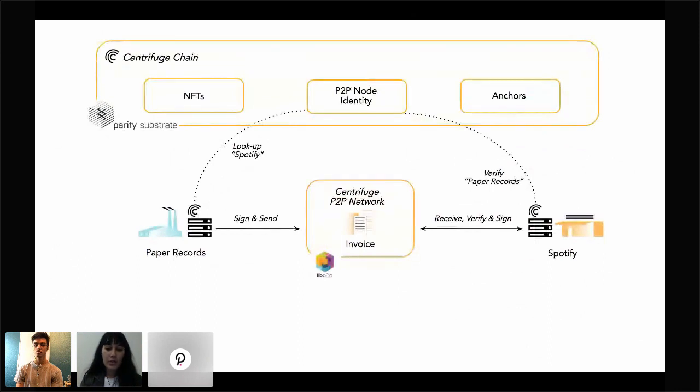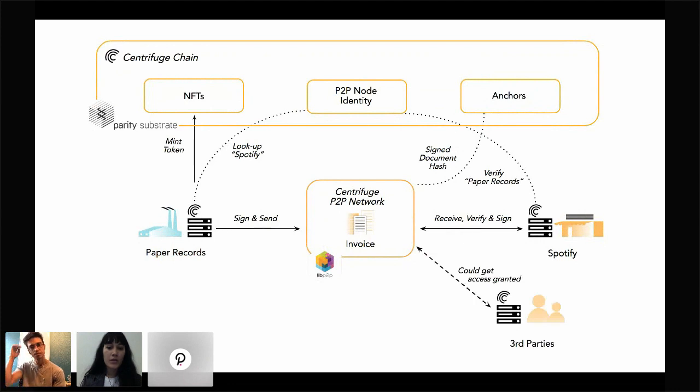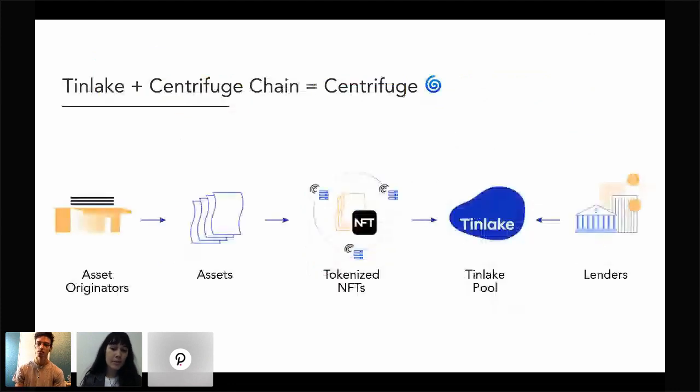So then Paper Records is able to anchor this document hash with both signatures onto Centrifuge chain. And then using all of these elements, Paper Records can now mint an NFT, currently at the moment using our bridge to mint this on Ethereum, that represents the unpaid invoice and uses the NFT as collateral to access financing. So Centrifuge is a system to safely lend against real-world assets so that businesses around the world can tap into this new source of capital.